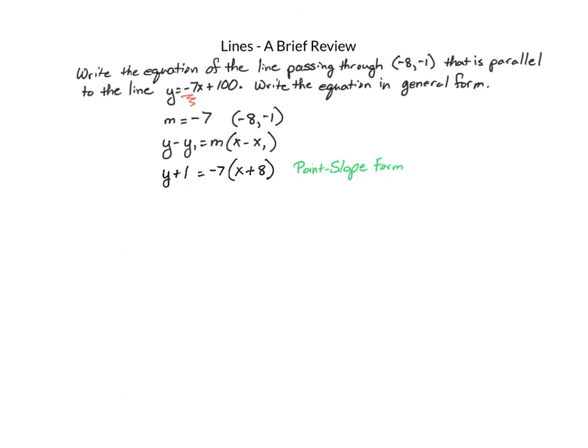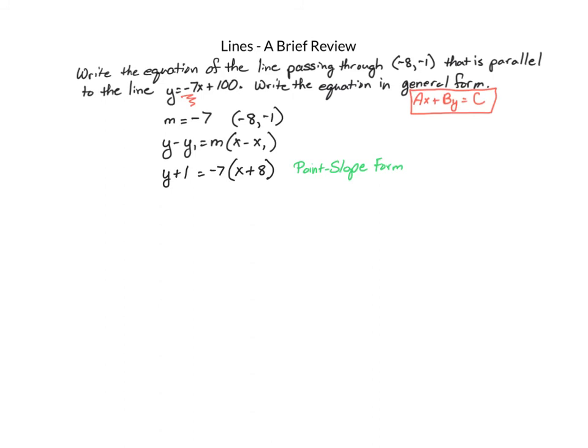Well, what's general form? In general form, we're going to write it in the form ax plus by equals c. There is some variation from textbook to textbook about what you call this form. Some books call it standard form, and some books call it general form. In any case, we're going to put our equation into this form, ax plus by equals c. So the x's and y's on one side and the constant on the other. So we have some work to do.